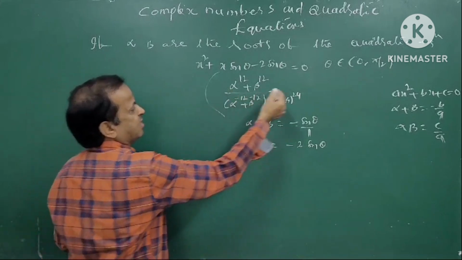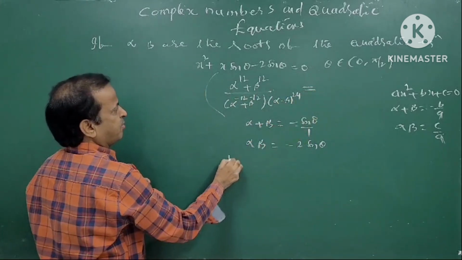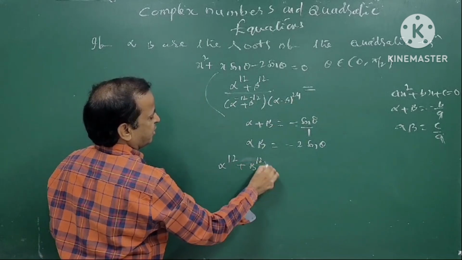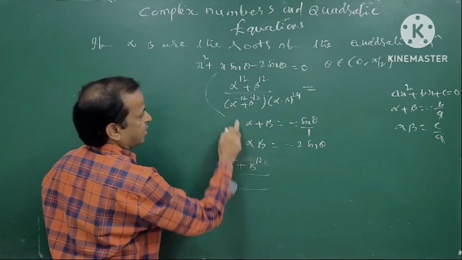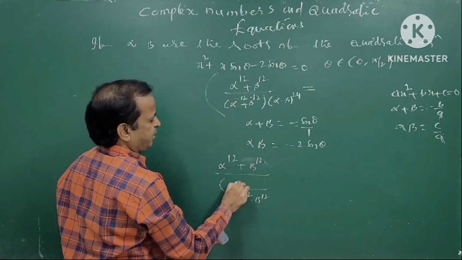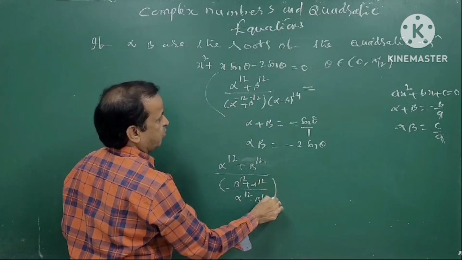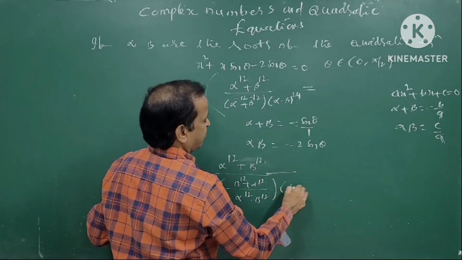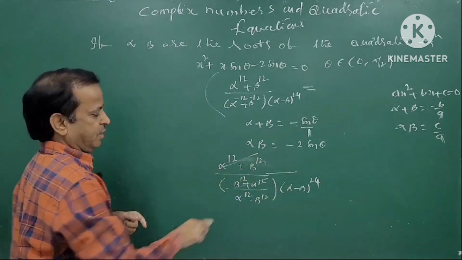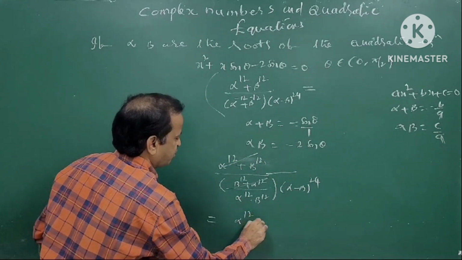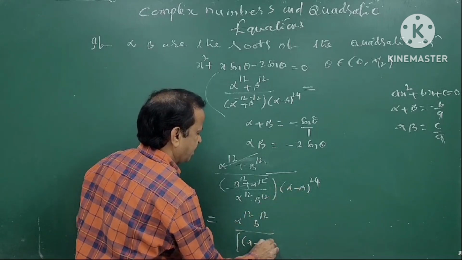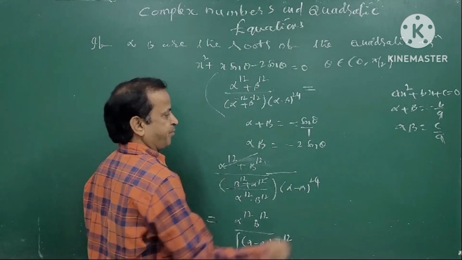So the question is asking for this value: alpha power 12, beta power 12. Here the LCM is what? It should be beta power 12, alpha power 12, and it should be alpha minus beta whole power 24. So these both are cancelled. It should be alpha power 12, beta power 12 by alpha minus beta whole square, whole to the power of 12.